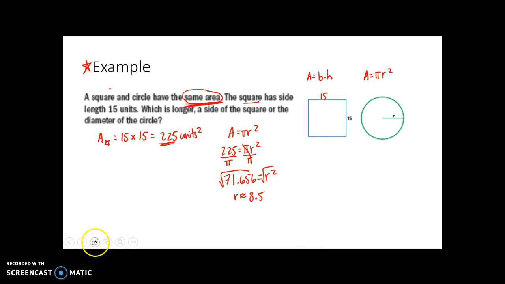Now the question itself, we need to make sure we answer. It says, which is longer, the side of the square or the diameter of the circle? So my whole goal has been to find those two things. Well, they tell me that the side of the square is 15. I've been working to find the diameter. Well, I found radius. Now it's important to know that diameter is 2 times r. So since I know my r is 8.5, my diameter of the circle would be 17, or about 17 since I rounded. So if my diameter is 17 units, the answer to the question is the diameter of the circle is longer.